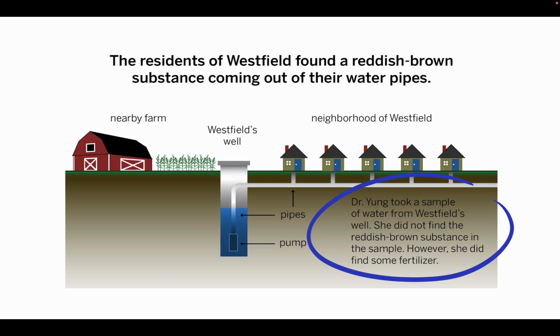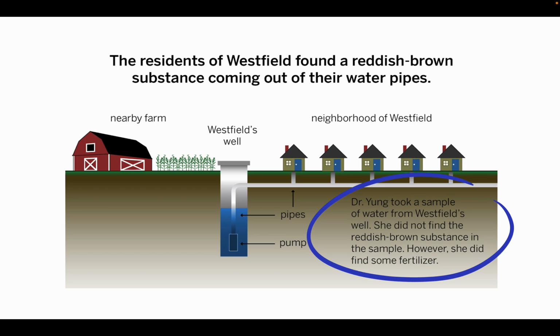Let me explain what she's talking about. So Dr. Young took a sample of water from Westfield's well. The well is in the middle of this graphic here. She didn't find any of the reddish-brown substance in the sample, but she did find some fertilizer. Now, when she took samples from the individual houses, from their faucets, she did find the reddish-brown substance. The fertilizer found in the well comes from a nearby farm. So this farmer is using fertilizer to grow crops. What happens is the fertilizer is dissolved in the water, and as the water goes through the soil, eventually it finds its way into the well.